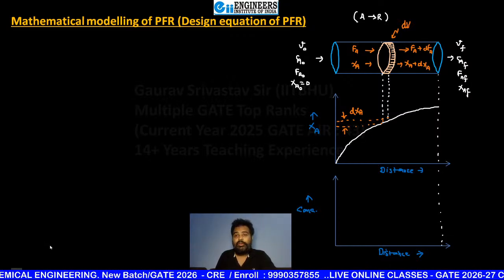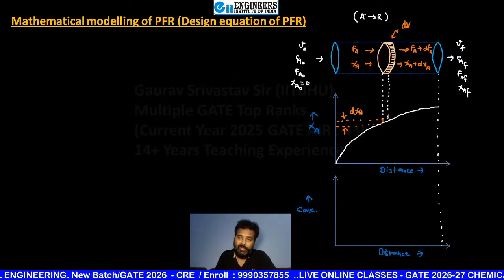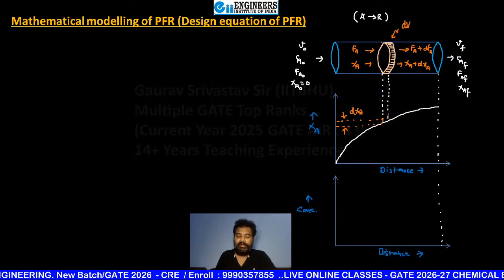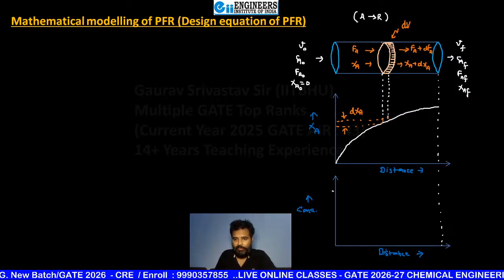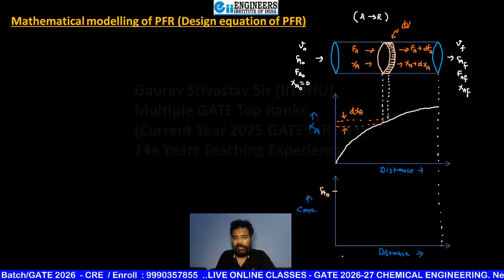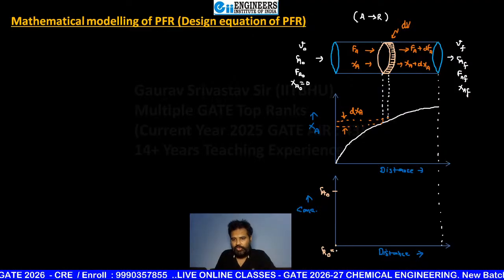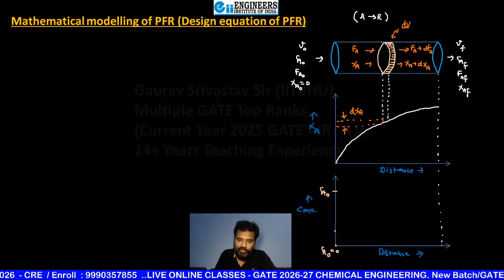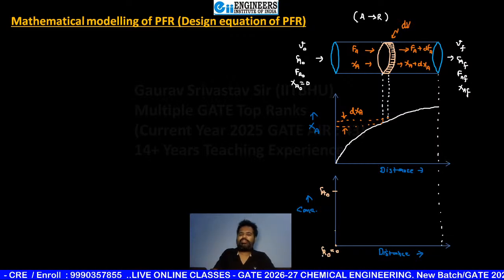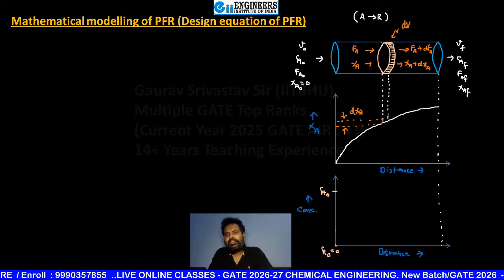Now suppose I want to draw here concentration versus distance for this A. Clearly the A is going to decrease along the distance. So if this is your CA naught, and suppose R is not available there, this is CR naught, I'm assuming 0, so you have to start from here. If R is also present in feed, then you have to start from here. So nothing is special, it's very easy, normal things.